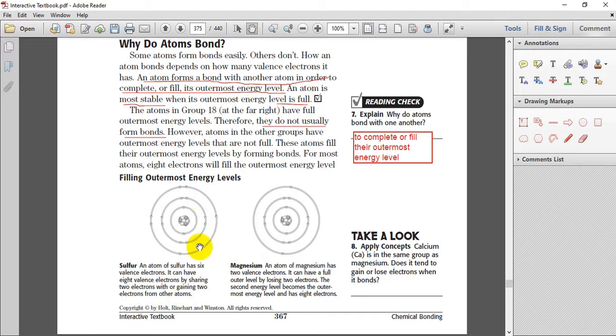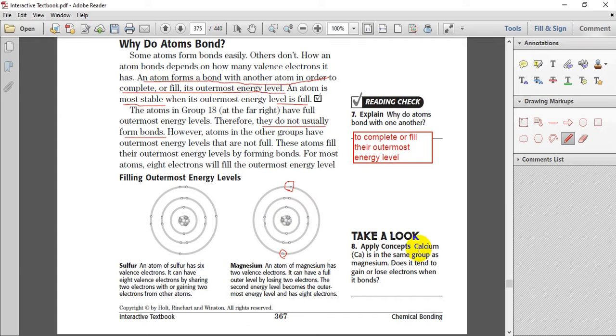They need 2 to complete their outer energy level. Magnesium has 2 valence electrons outside, 1, 2. In this case, they have 2 valence electrons in the outer shell, and in this way it's easier for magnesium to lose the 2 electrons and stay with the inner shell, this one, which has 8 electrons. In this case, the magnesium ion will be very stable.